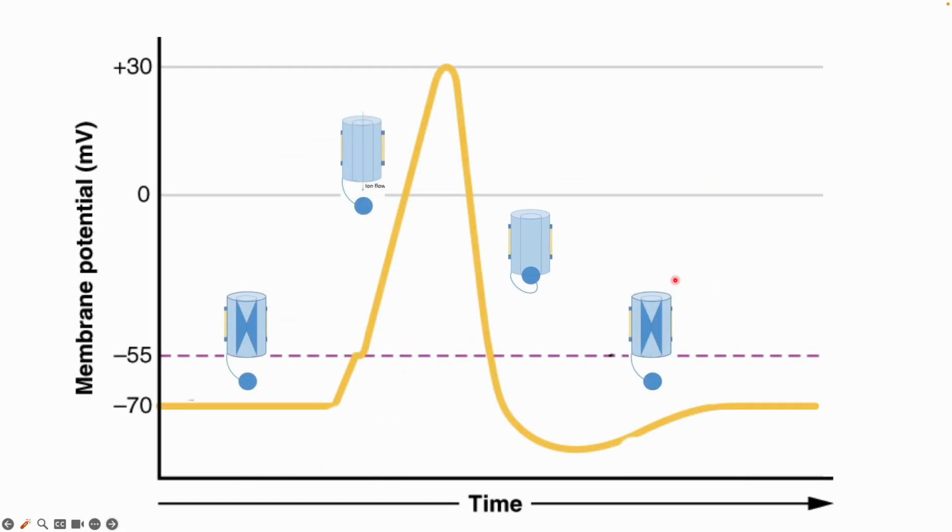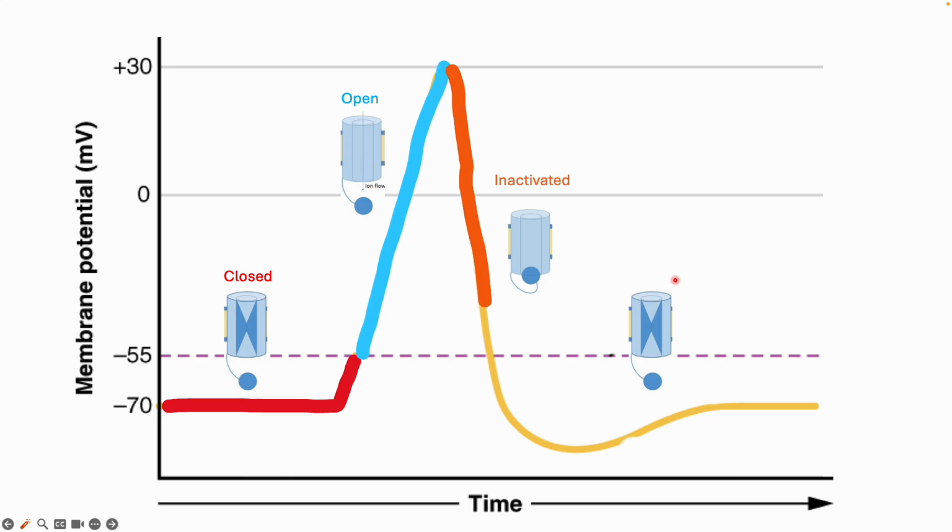So it starts off with a closed conformation. The closed conformation remains until it reaches the trigger where it opens. When it opens, it is going to allow things to go through until it reaches about positive 30 millivolts, at which point it's going to become inactivated. Inactivated is going to remain that way initially, but it'll resume its closed state as the membrane equalizes.